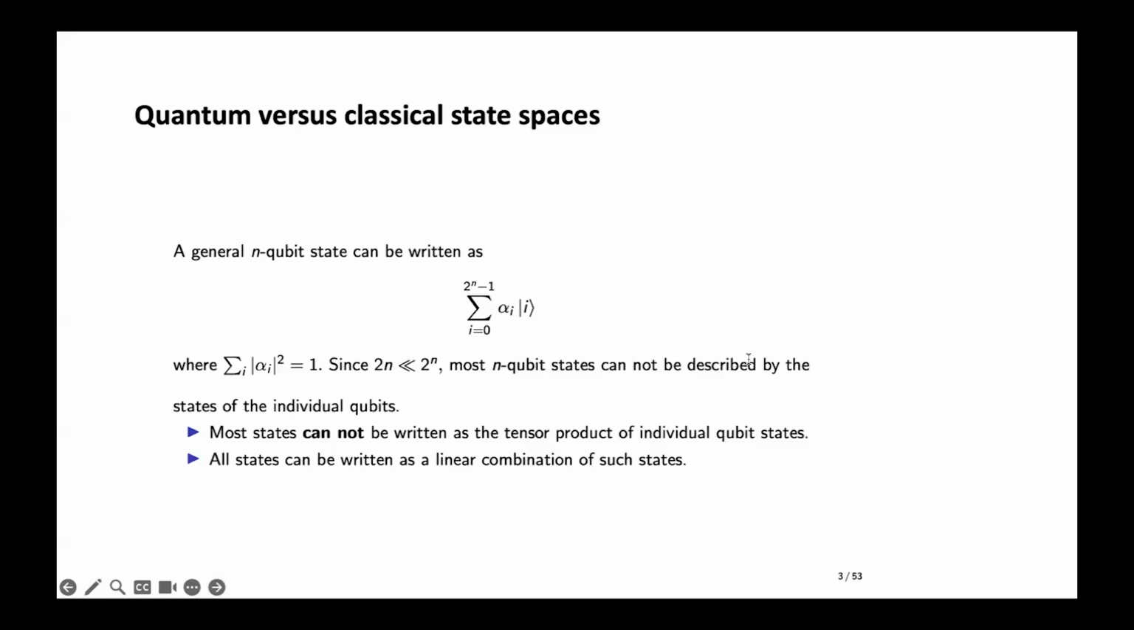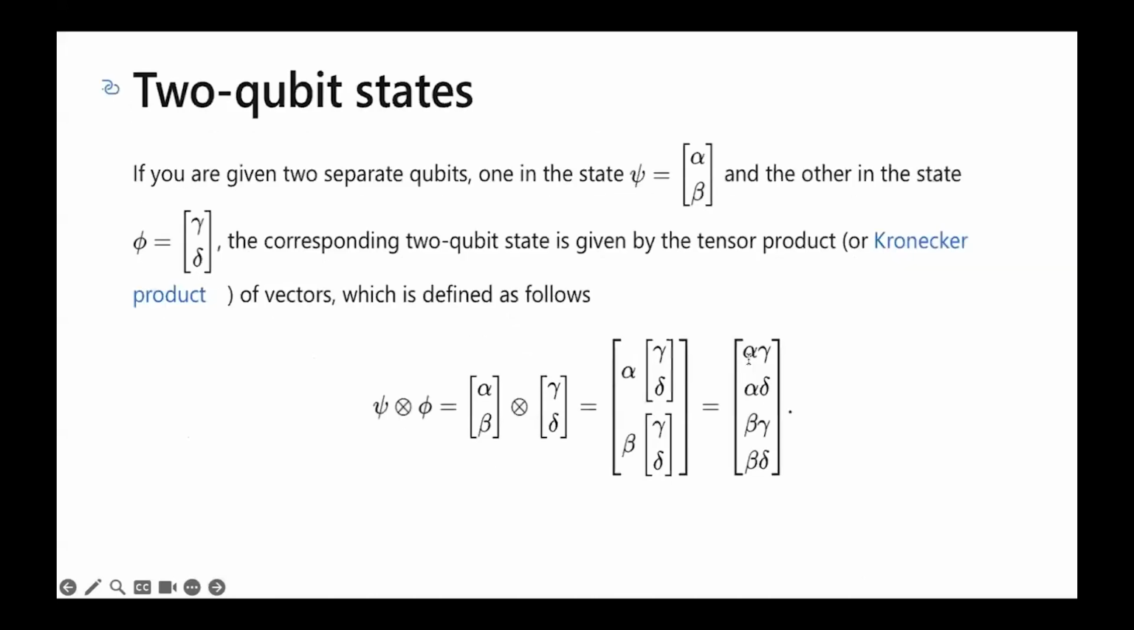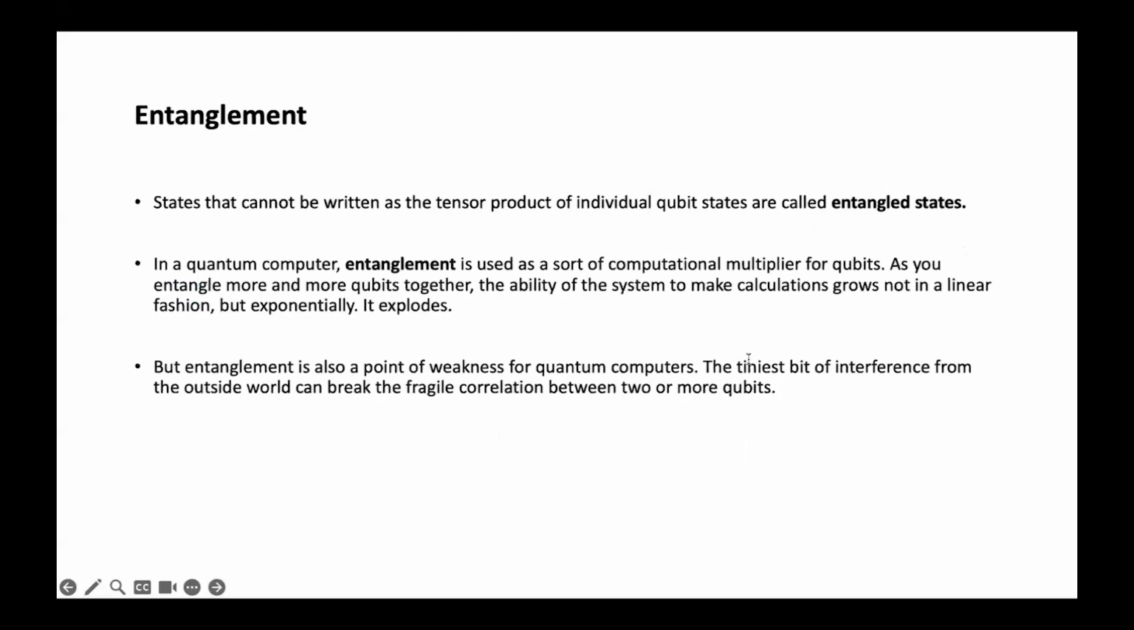And as I mentioned last time, since the number of parameters in the classical case is so much smaller than the dimension of the quantum state space, you can see that most states cannot be written as a tensor product of individual qubit states. That means that all states can be written as a linear combination of such states. And that brings us to the concept of entanglement.